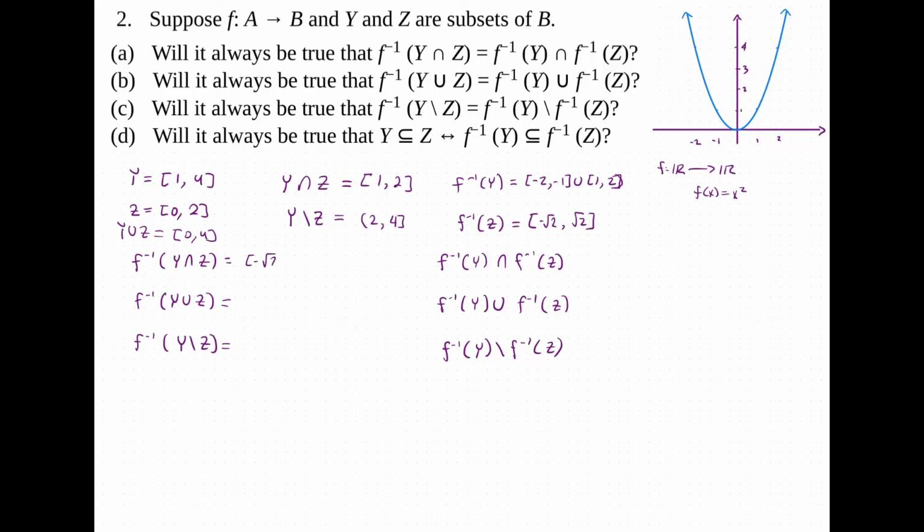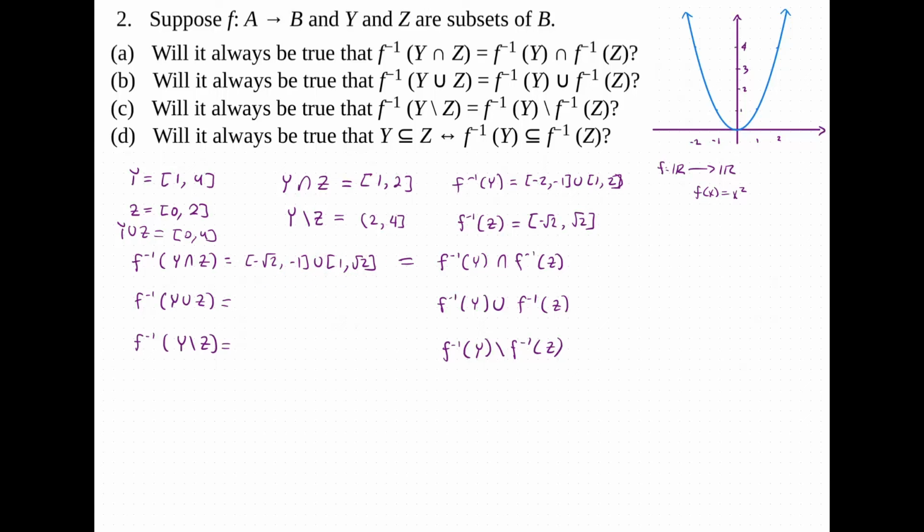And so we're going to have -√2 to -1, union 1 to √2. Let's look at this intersection. Well, now we have these listed here explicitly. If we intersect both of these sets, we end up getting that that is exactly this union of sets. And so we do have equality.